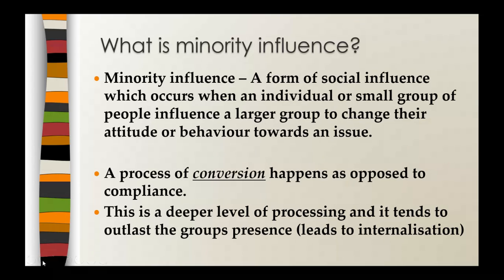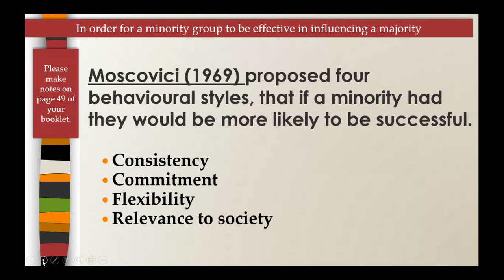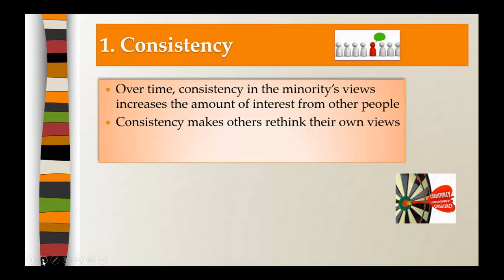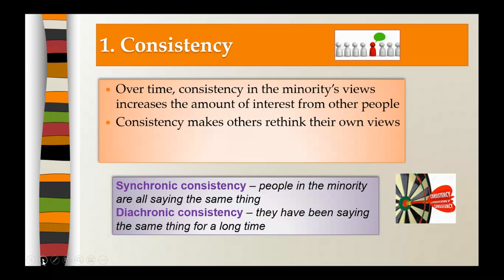So Moscovici proposed 4 behavioural styles that a minority would need to have to be successful. So for a minority to exert any influence, they would have to be consistent, they would have to be committed, they would have to be flexible, and they would have to be relevant to society. There's space to make some notes on this on page 49 in your booklet. The first one is consistency. So over time, consistency in a minority's views increases the amount of interest from other people, and consistency can make other people rethink their own views.